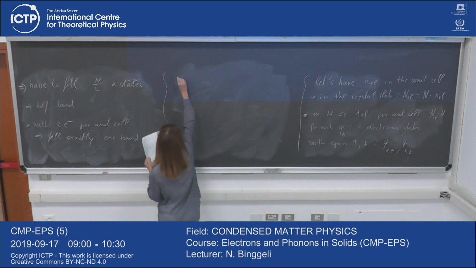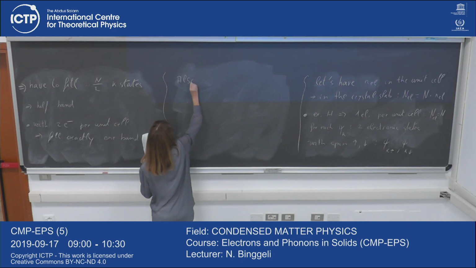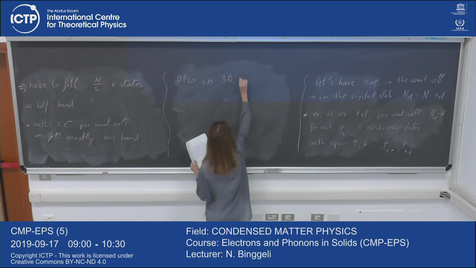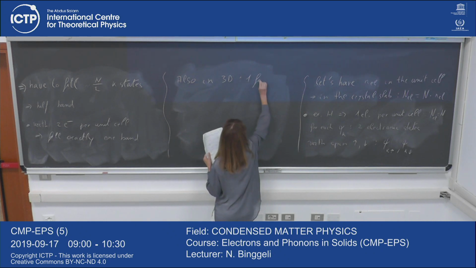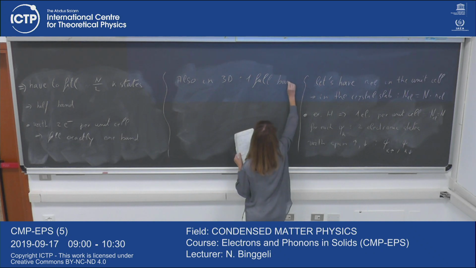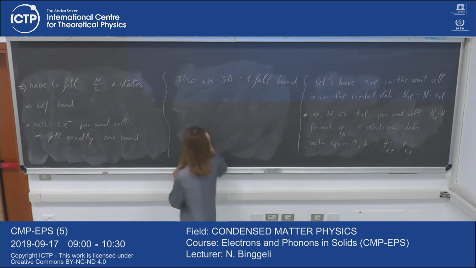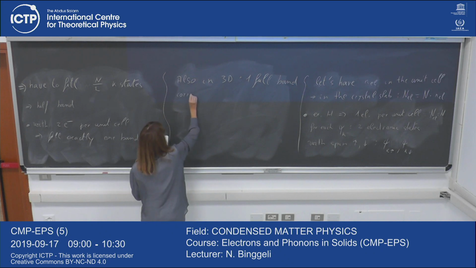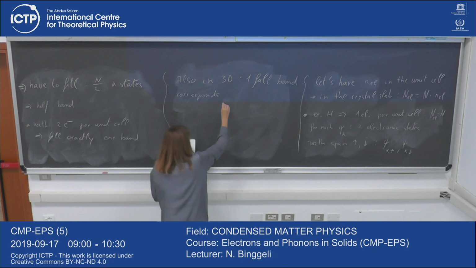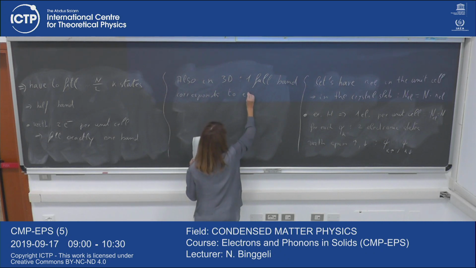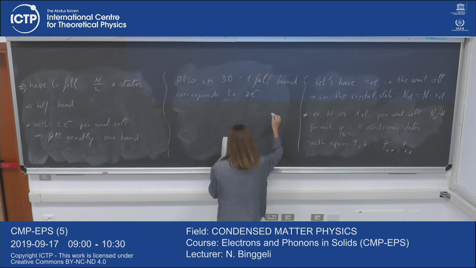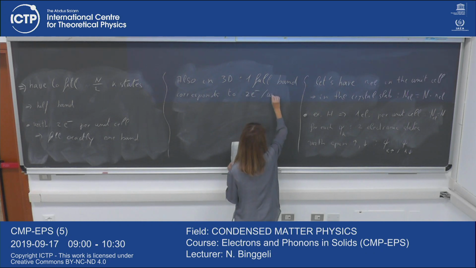So also in 3 dimensions, one full band corresponds to 2 electrons per unit cell.